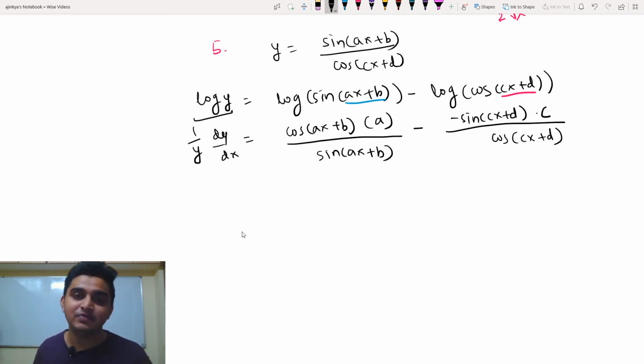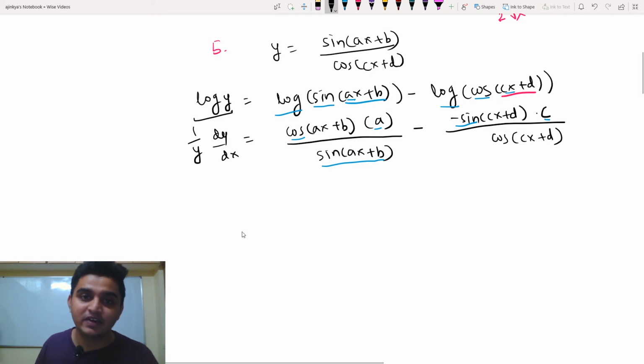And how have we directly got to this answer? It is very easy. If you see in the first term, whatever was inside the log function came in the denominator. Then we have the differentiation of sine over here, and then we have the coefficient of x here. So similarly, for the differentiation of cos, we have minus sine, then the coefficient of x, which is c over here, and then the whole term which is inside the log comes into the denominator.